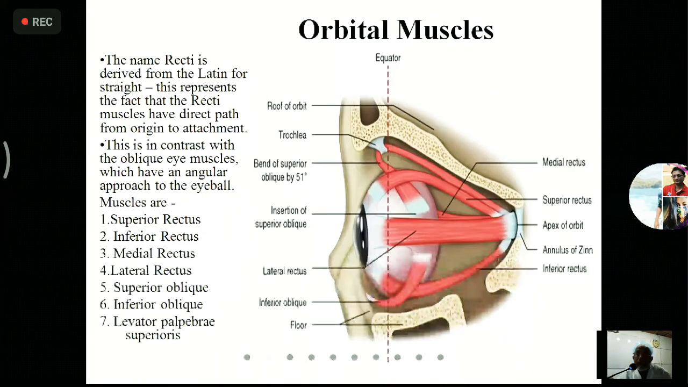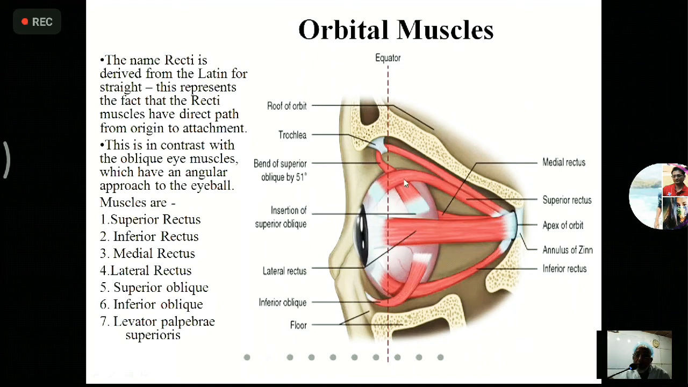Now, going to our topic, the orbital muscles. The recti is derived from the Latin word, which means straight. From this, the recti muscles run direct from origin to attachment. This figure was previously shown. This is the oblique muscle, and this is the muscle pulley, that is the trochlea. And these are the superior rectus muscle, and below are the medial rectus, lateral rectus, inferior rectus, and inferior oblique muscle. And this is the floor, and this is the roof, and this is the equator.